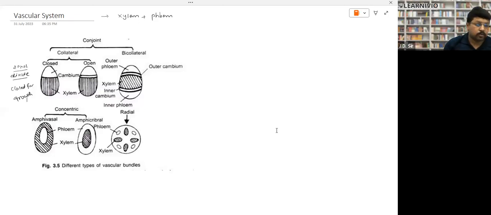Sir, it's a layer on the bark of a tree. Sorry? It's a layer on the bark of a tree. What is the cambium? What exactly does it do?